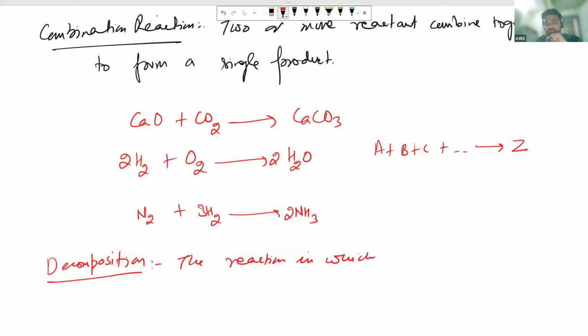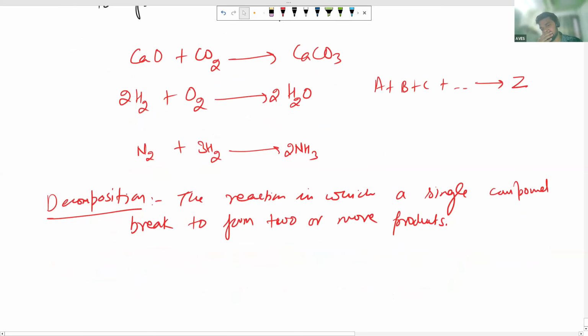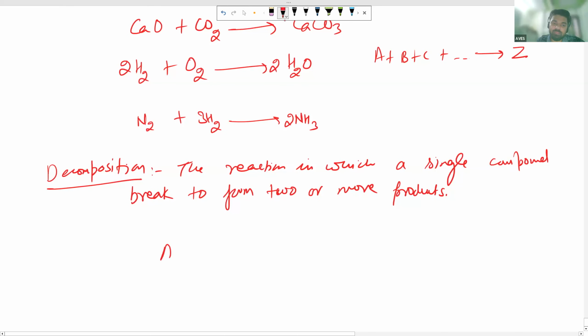The reaction in which a single compound breaks to form two or more products is called a decomposition reaction. Got it? Yes, sir. For example, A decomposes to B plus C plus D and so on.